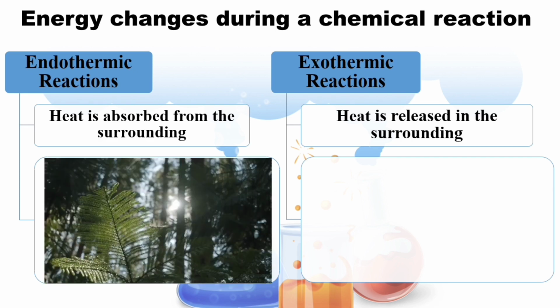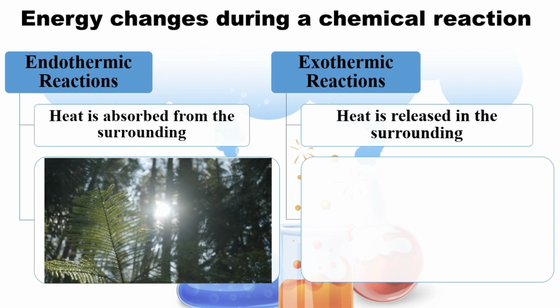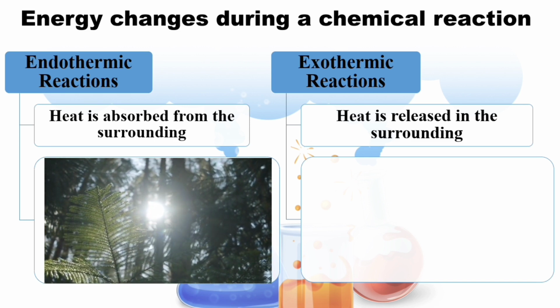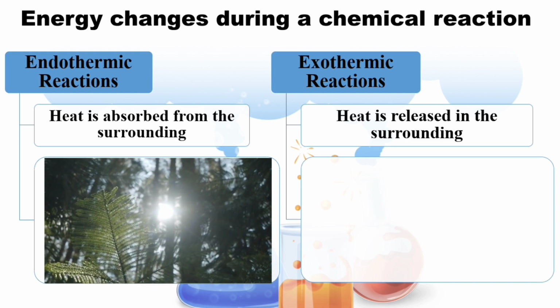As you can see here, the sunlight is coming to the leaves. Leaves absorb sunlight in excessive amount, like heat is absorbed from the surrounding, and then they carry out the process of photosynthesis. And then there come exothermic reactions, in which heat is released to the surrounding. Like in this reaction, the reaction goes on and heat is released to the surrounding.